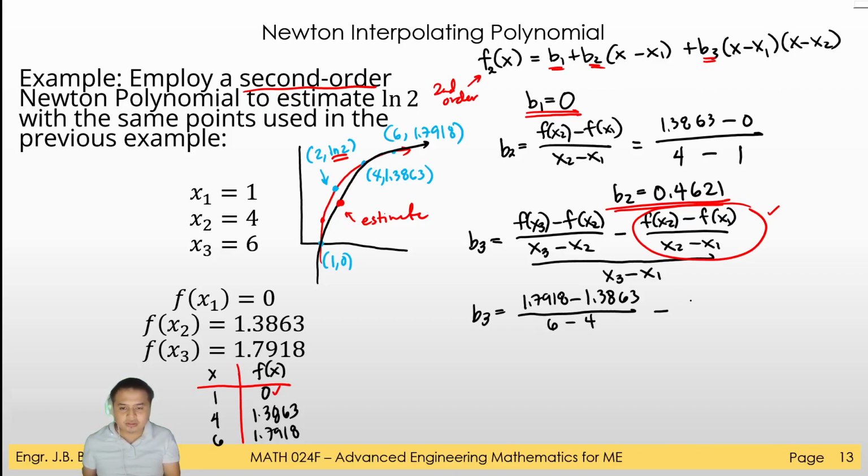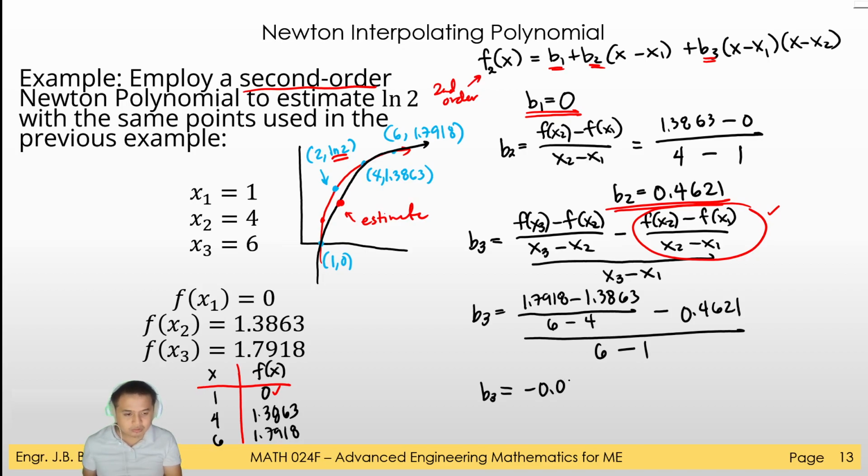And then minus, so this is actually equal to 0.4621. We'll already go for this one. And then over x3 minus x1. So x3 here is 6, x1 is 1. So if you solve this using your calculator, this would be equal to negative 0.0518. Okay, so what does this basically mean?